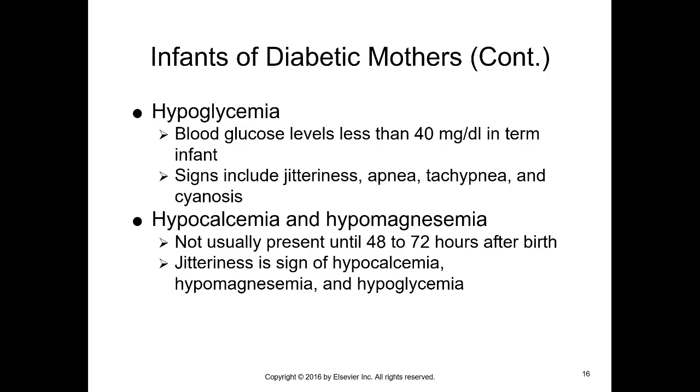Hypoglycemia is defined as blood glucose levels less than 40 in term infants. Signs and symptoms include jitteriness, apnea, tachypnea, and cyanosis. LGA and preterm infants have the highest risk. And how do babies end up hypoglycemic? In utero, neonatal hyperinsulinemia: the baby produces extra insulin from the high levels of maternal glucose.